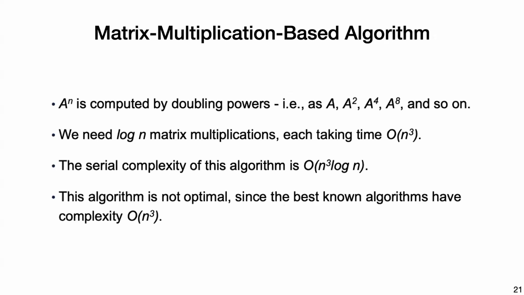Okay, let me put this down actually. So you can compute a to the power n by doubling these powers, a squared, a to the 4, a to the 8, up to a to the n. We need log n matrix multiplications, and each of them takes time order n cubed. So in serial, this algorithm is going to take order n cubed log n.